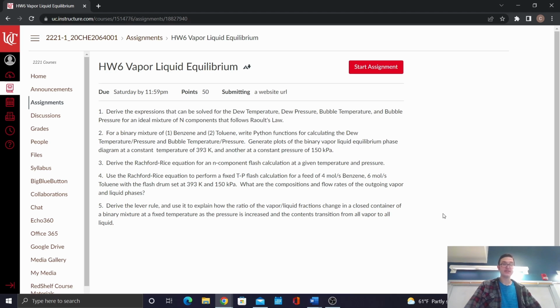It's asking us to derive the Rashford-Rice equation for an n-component flash calculation at a given temperature and pressure. Now that's a lot of words, actually it's not a whole lot of words, but it's a little bit complicated. So, per usual, I'm going to start by drawing out a flash situation, a flash reactor. I'm going to swap over to the full screen so you can fully see it.